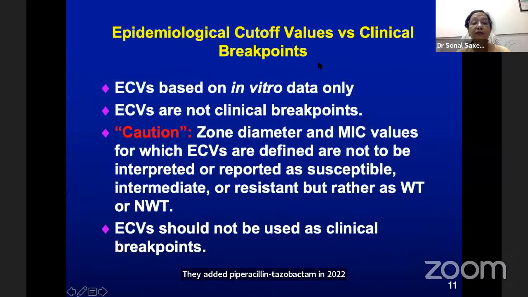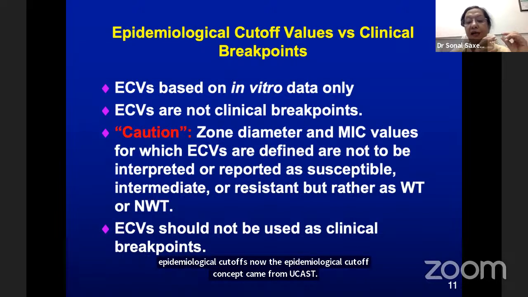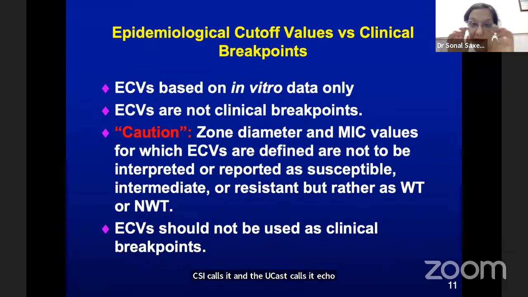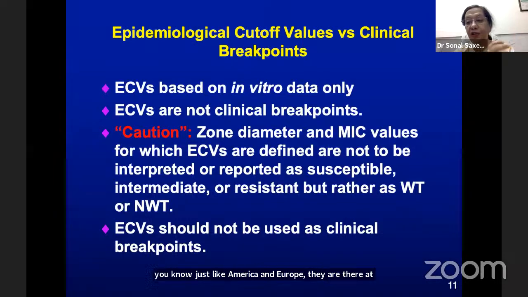Then you have something which is known as the epidemiological cutoffs. Now, the epidemiological cutoff concept came from EUCAST. It did not come from CLSI, it came initially from EUCAST. Technically, epidemiological cutoff values, or ECVs as the CLSI calls it and EUCAST calls it ECOFF. Now, these two are actually, just like America and Europe, at loggerheads with each other, but they actually give the same thing.